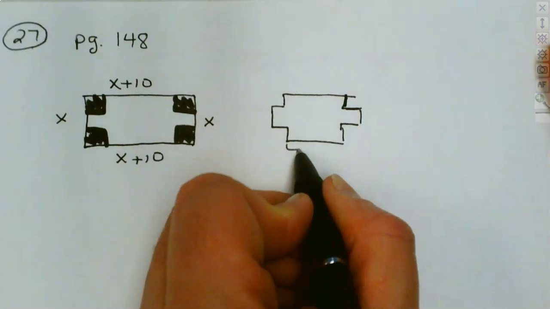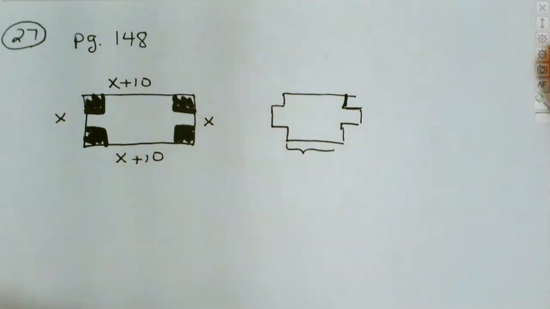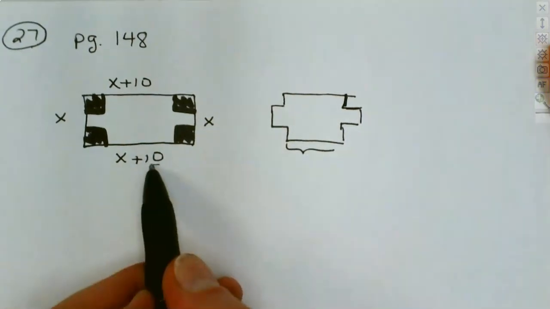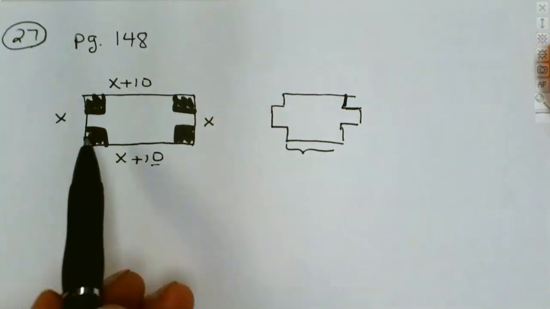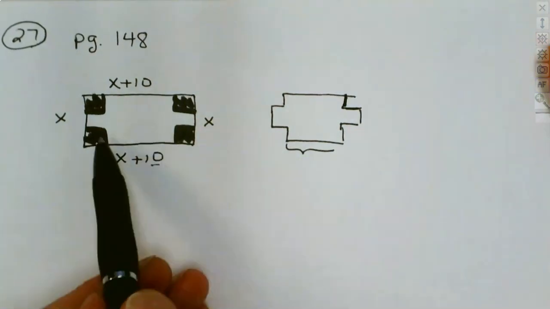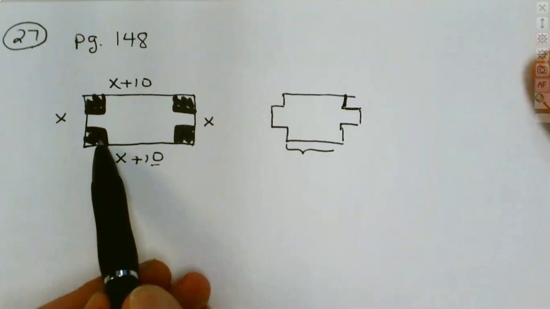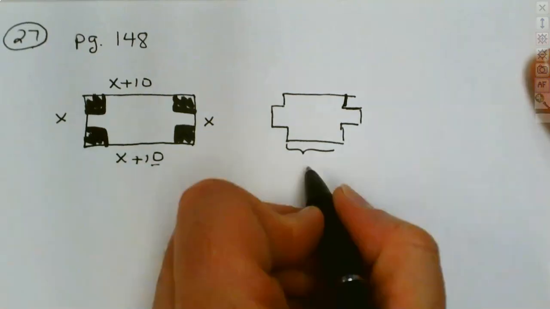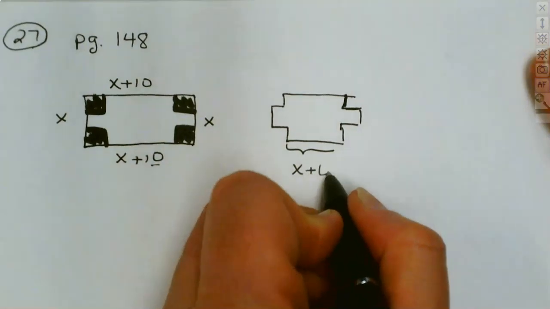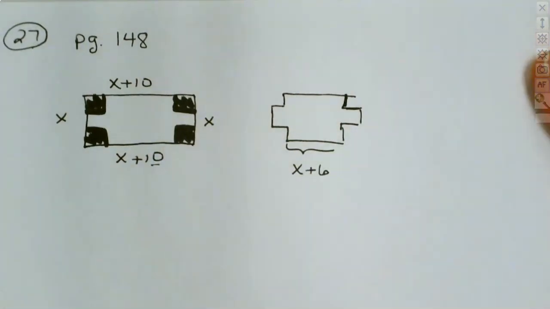So what do we know about the length down here? Well, the length was originally x plus 10. We're going to take 2 inches out of each side, so that means we're going to take out a total of 4. So instead of it being x plus 10, it's now only going to be x plus 6.